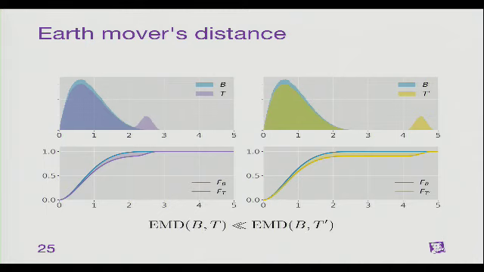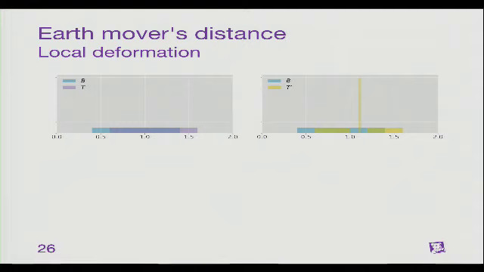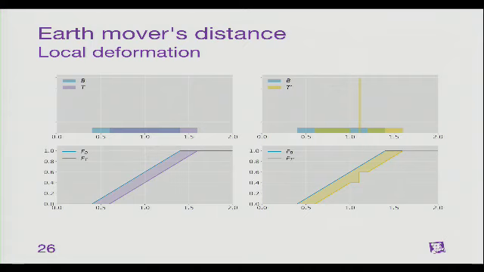However, we can still imagine some cases for which we cannot see anything using the Earth mover's distance. So, for example, here we have on the left two uniform distributions, B and T, and on the right we have T prime that we generate by accumulating mass in a single point. We'd like to say that T prime is further away from B, but if we look at the Earth mover's distance in both cases, which is the area between the cumulative distribution functions, by doing a bit of geometry, it's clear that the distance is almost the same in both cases. So the Earth mover's distance is not affected by this local deformation.